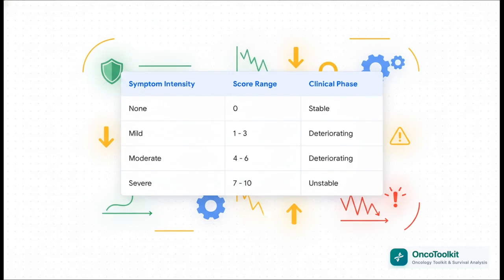Okay, but the number itself is just the start. The real magic is in how we interpret it. And this table breaks down the validated cutoffs. A score of 0? Great, the patient is in a stable phase. Now, if you see a score anywhere from 1 to 6, that puts them in a deteriorating phase. That's our signal that we need to be looking at the care plan. But, and this is a big but, a score of 7 to 10, that's an unstable phase. That's a red flag that requires an immediate clinical response.